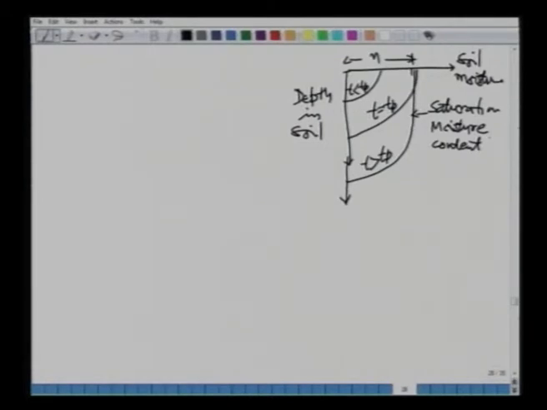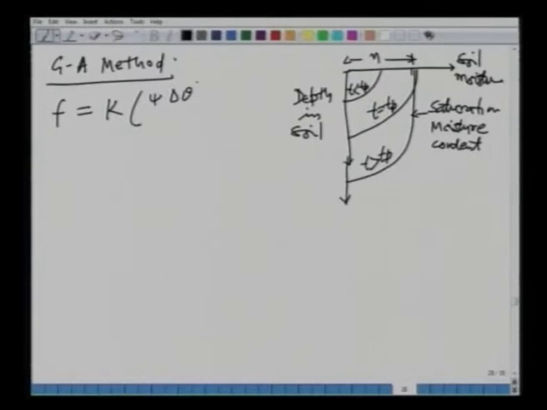Okay. So, coming back to this derivation of the ponding time, we are going to do this using the Green-Ampt method, or the Green-Ampt equation of infiltration. According to the Green-Ampt method, we have seen the relationship between infiltration rate and cumulative infiltration is that small f is equal to K times (psi delta theta divided by F plus 1). Let me number this equation as equation number 14.